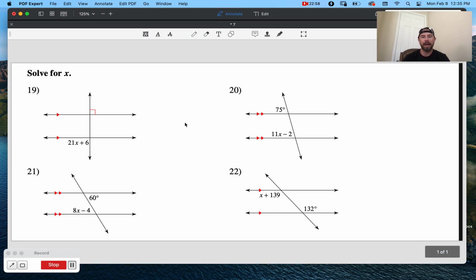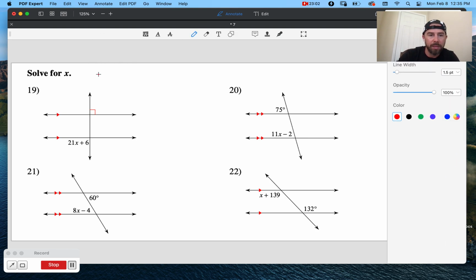All right, so now we're going to solve for x. Remember, we're going to piggyback last time a little bit. If we have the same sized angle, we're going to set them equal to each other. But if we have a different angle, like if one's big and one's small, we add and set equal to 180. Let me show you what I'm talking about here.